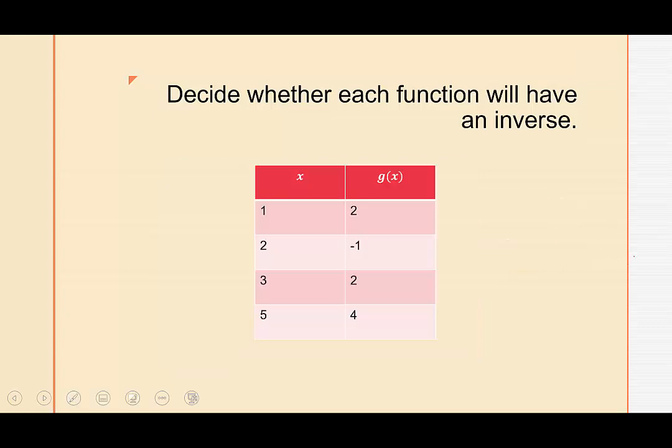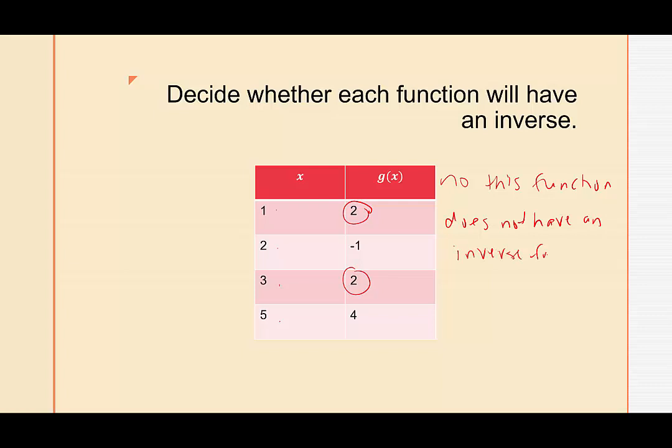We have a table of values. We want to see whether this function has an inverse function. So we know it's a function because no value in the input repeats. However, I see a 2 here and a 2 here. It does repeat, so no, this function does not have an inverse function. Right, and if we go back to what it means for it to have an inverse function or not, we would switch x and y, or in this case, x and g of x. And if we were to swap the values, then we would have 2 2's in the domain, which means it would not be a function.